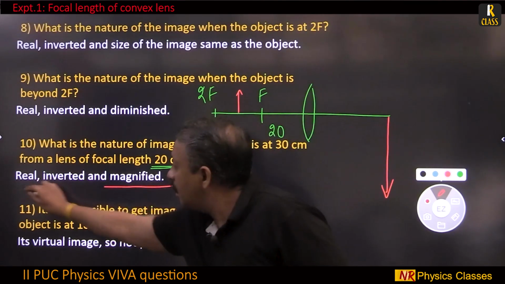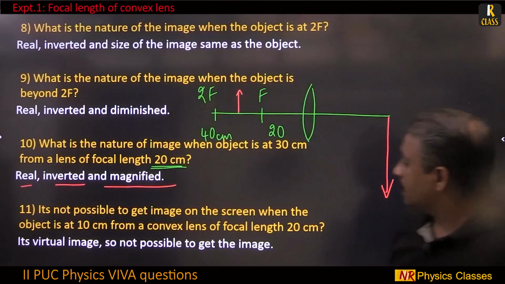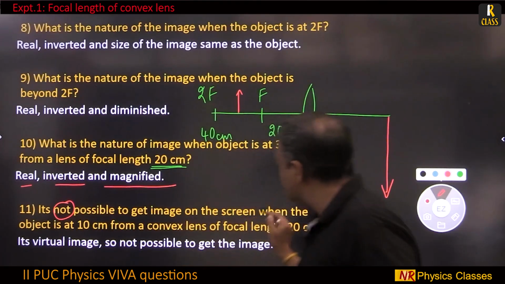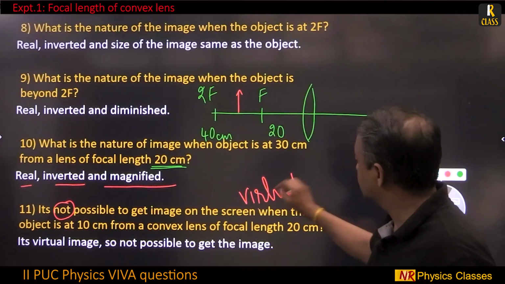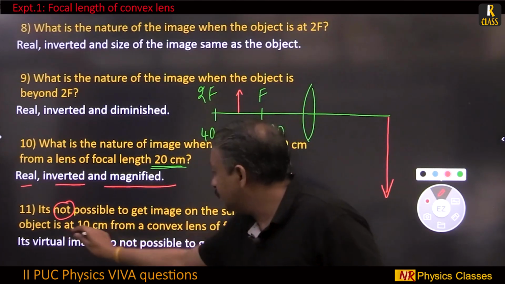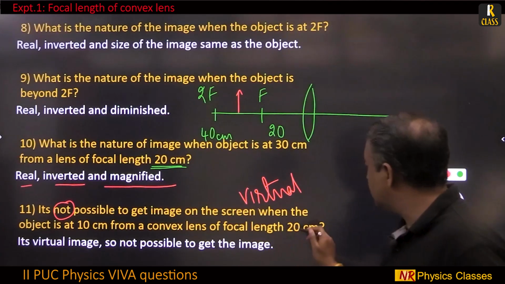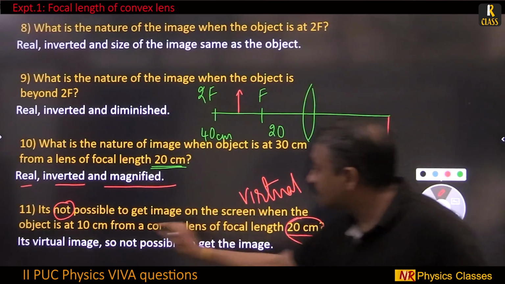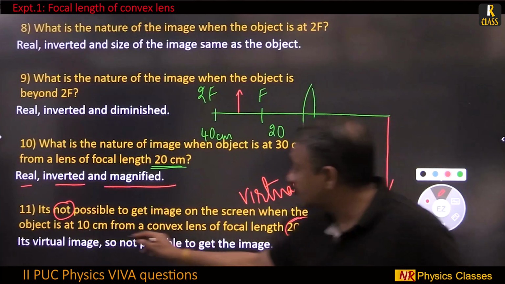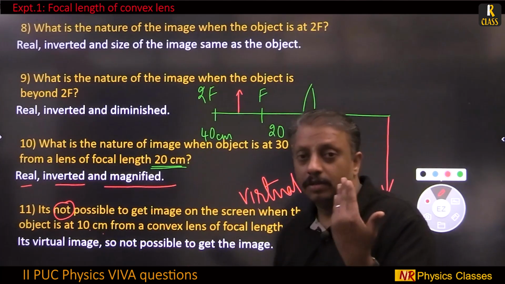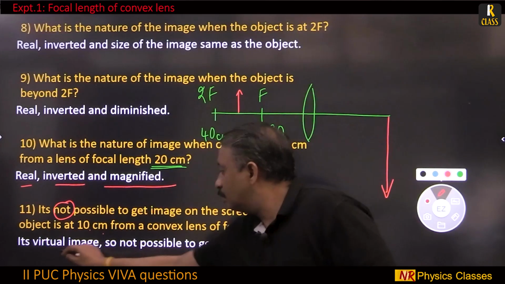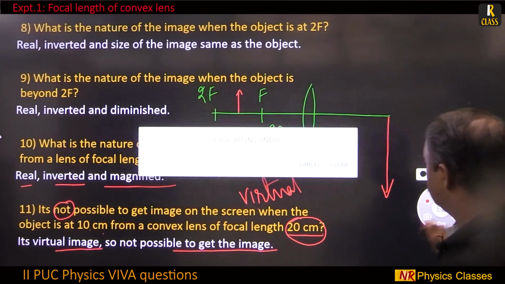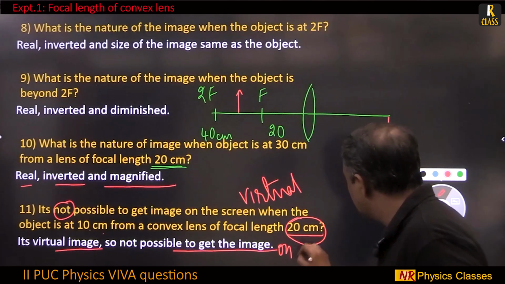Magnified, real and inverted. It is not possible to get image on the screen. Image on the screen means they are talking about real. When object is at 10 centimeter from a convex lens of focal length 20 centimeter, object is within the focus, right? Object within focus means it should be virtual. Since it is virtual, it is not possible to get the image on the screen.